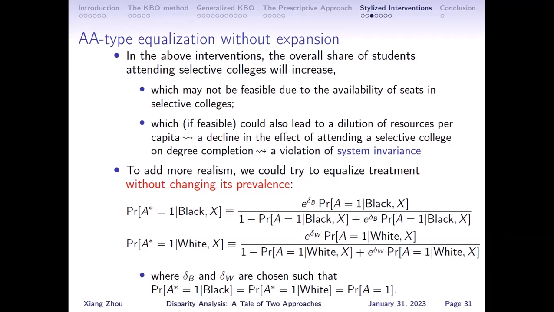Just a point of information. I'm sorry, I forgot. So selective here, is it the most competitive Barron's category or is it more broad than that? Can you say it again? Sorry. So selective, is it like the top 50 colleges, the most competitive, or is it wider than that?